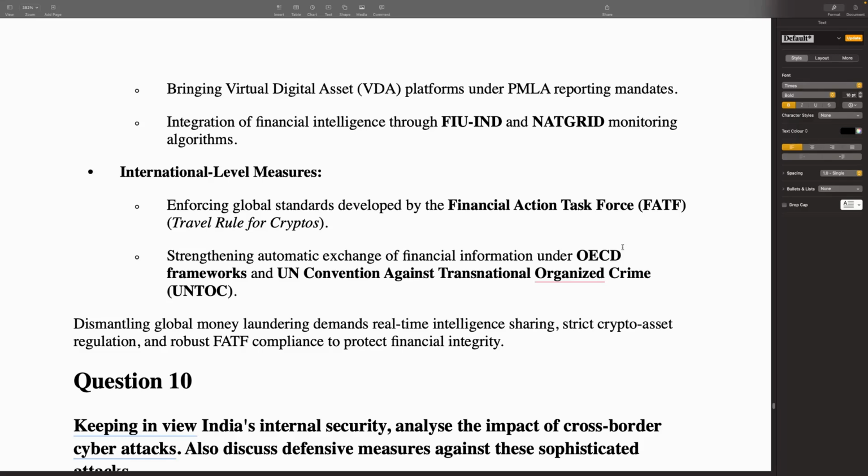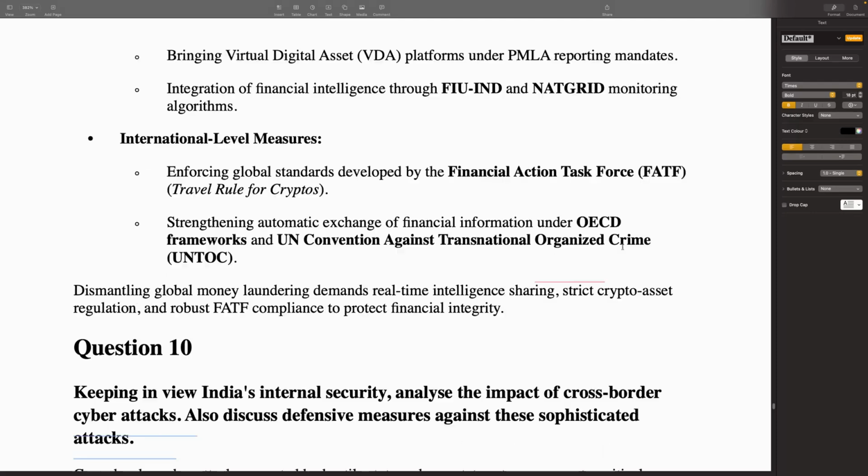International level measures: enforcing global standards deployed by the Financial Action Task Force, the travel rule for cryptos, strengthening automatic exchange of financial information under OECD frameworks, and the UN Convention against Transnational Organized Crime. Dismantling global money laundering demands real-time intelligence sharing, strict crypto asset regulation, and robust FATF compliance to protect financial integrity.